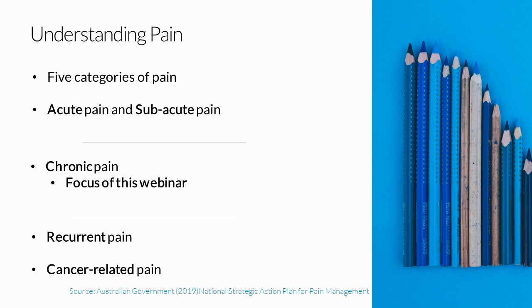Thirdly, chronic pain. Chronic pain is sometimes referred to as persistent pain. This category consists of any non-cancer related pain which lasts for longer than 3 months. Chronic pain is a major symptom of arthritis and is the focus of this webinar. The final 2 categories of pain are recurrent pain, for example pain associated with migraines, and cancer-related pain.